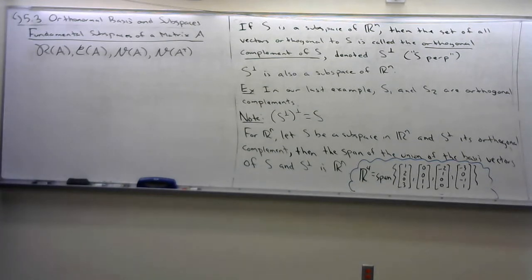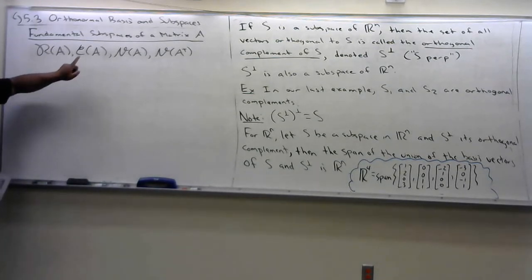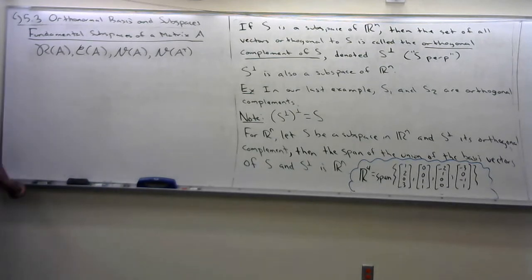I don't need to put down the row space of A transpose because the row space of A transpose is just the column space of A. I don't have to put down the column space of A transpose because the column space of A transpose is the row space of A. Woo, say that 5 times fast. Right? So these are my 4 fundamental subspaces of a matrix A: the row space of A, the column space of A, the null space of A, and the null space of A transpose.